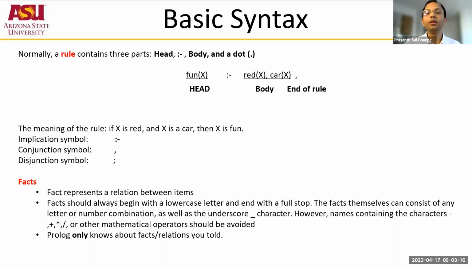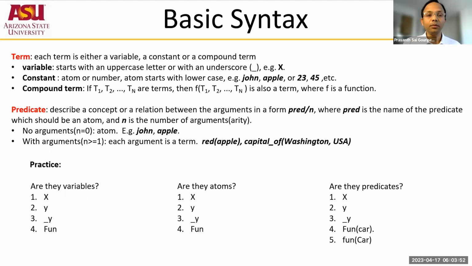Facts are a simple set of statements that you provide for executing in a Prolog program. For example, you may say something like red, apple, to say the apple is red. It becomes a fact. You may say something like father, John, comma, Tom, to say John is the father of Tom. Those will be provided as simple statements. And remember again, facts do end with a dot. So let's look at a simple program here.